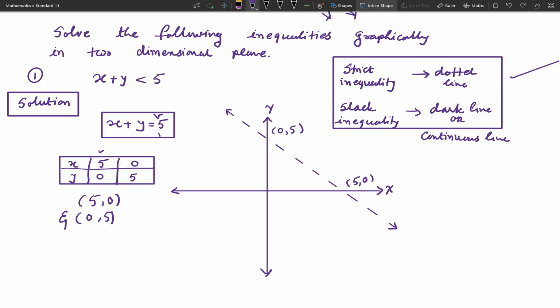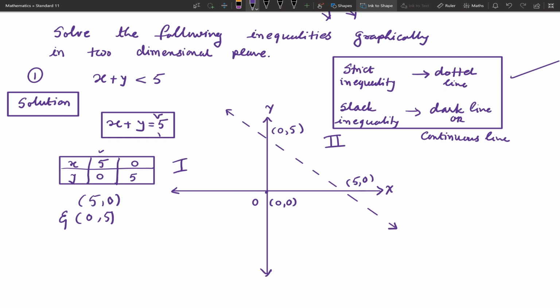Now we have to check. There are two halves, whether this half of the plane is the solution, say region 1 or region 2. So to check whether region 1 is the solution or region 2 is the solution, for simplicity we take the coordinates of the origin 0 comma 0. If 0 comma 0 satisfies the inequality, then the open half plane of the line containing the point 0 comma 0 will represent the solution set.